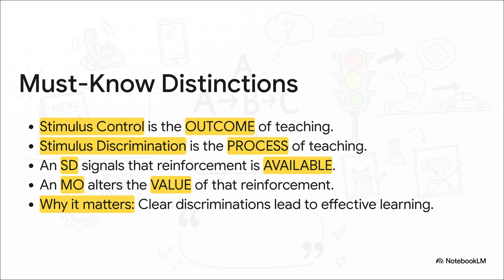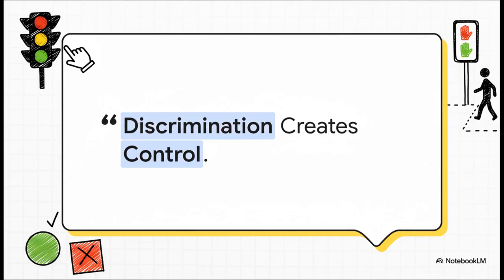Third, an SD signals that reinforcement is available. And fourth, an MO alters the value of that reinforcement. And look, why does this matter so much? Because at the end of the day, being a great BCBA means being a great teacher. And building these super clear discriminations is how we make learning faster, more efficient, and ultimately more successful for our clients. So if there's one thing you walk away with, let it be this little mantra.